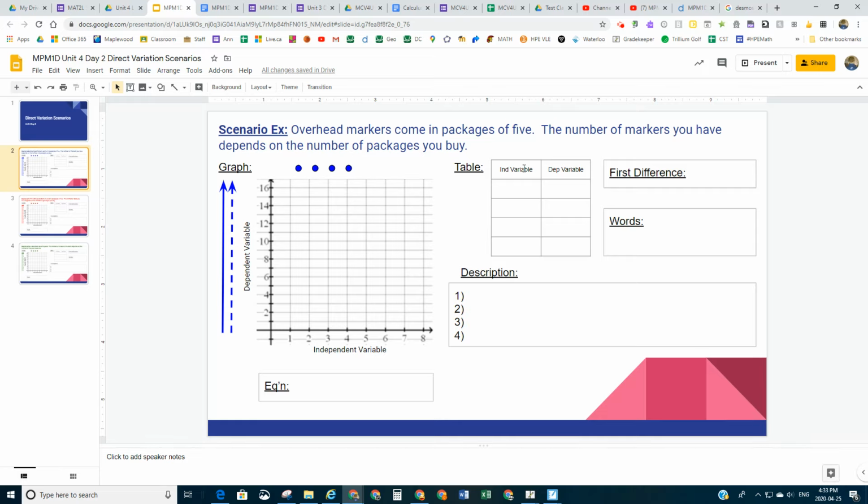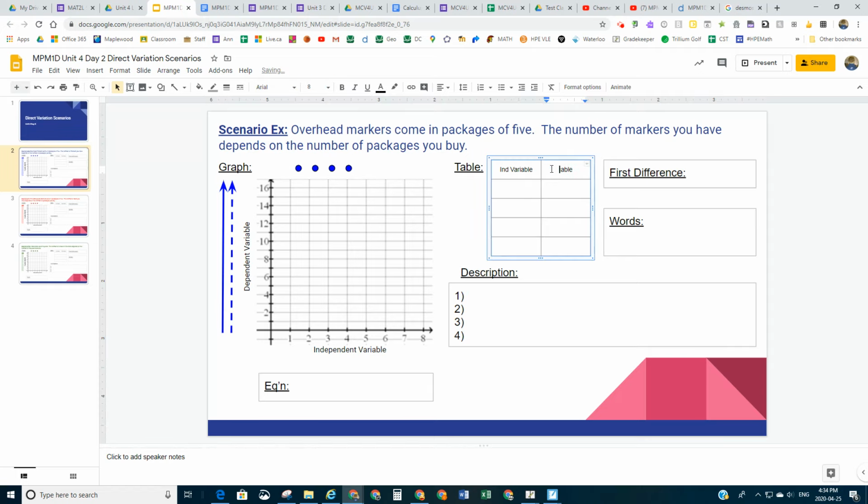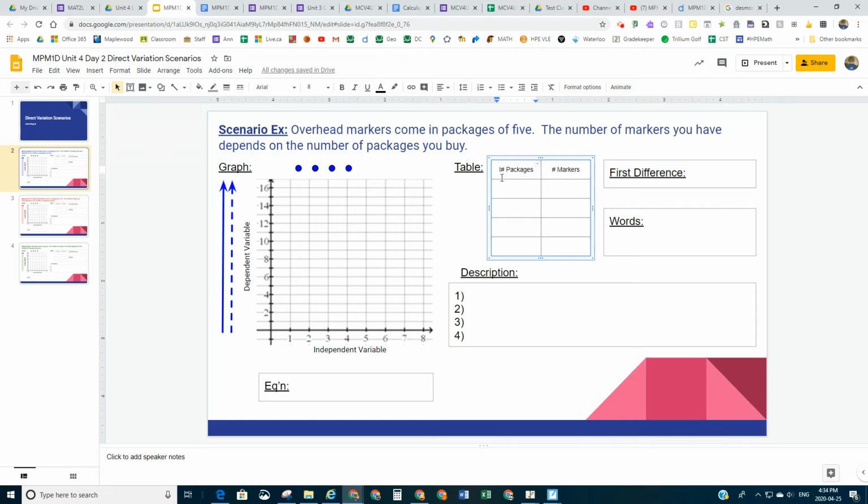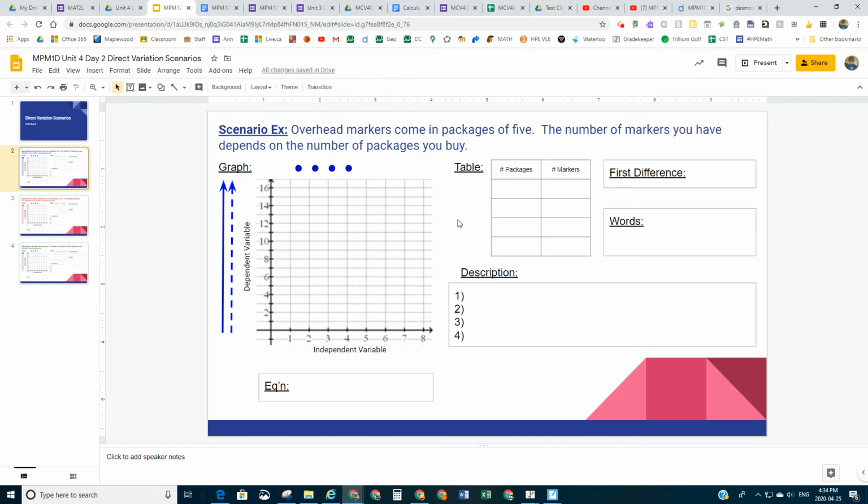Okay, and we have to decide what the independent and dependent variable is. This sentence really helps us out here. The number of markers you have depends on the number of packages. So that means markers depend on something else, so we're going to write number of markers here. And that means the independent variable is the number of packages. The number of markers depends on the number of packages, so we start with packages and we'll find out how many markers we have from there.